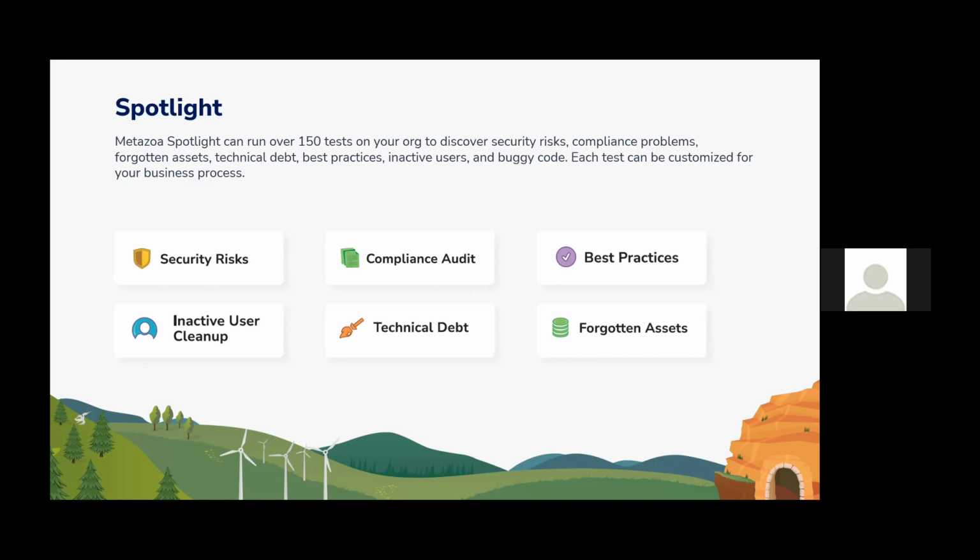Each of these tests that we do on the org is customizable. And that's really important because everybody's got a slightly different business process. Everybody's got different needs or requirements, and maybe different definitions of things like what constitutes a field not being used. So not only can you run these different scans on your org to find these things, but you can get them optimized for what makes sense for your business process.